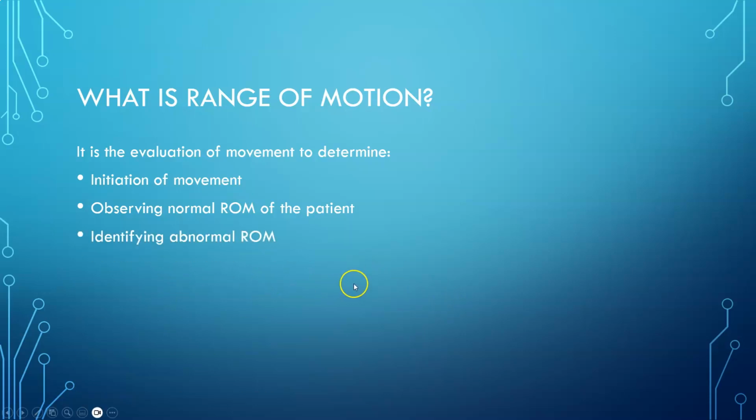Identifying abnormal ranges of motion. So again, the right shoulder, we look at the left, we get the normal. We have the patient start moving the right, and we see that there are problems there, that maybe they're limited in abduction, maybe they're limited in flexion, maybe they're limited in external rotation.